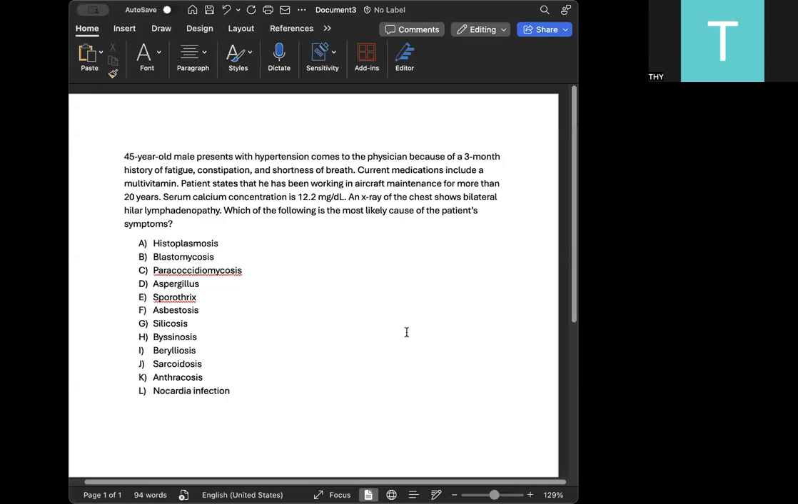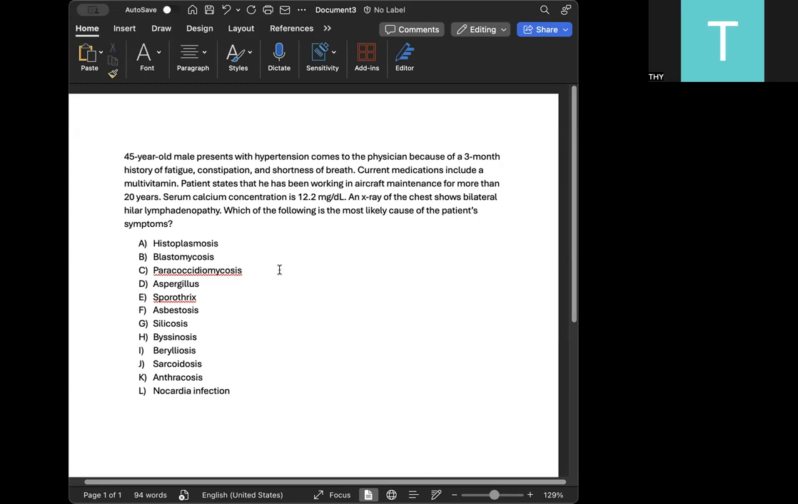Everyone. This is a really teachable question because it has a lot of answer choices, and I can go through a lot of different diseases altogether in just one question. So let's start. Which of the following is the most likely cause of this patient's symptoms?